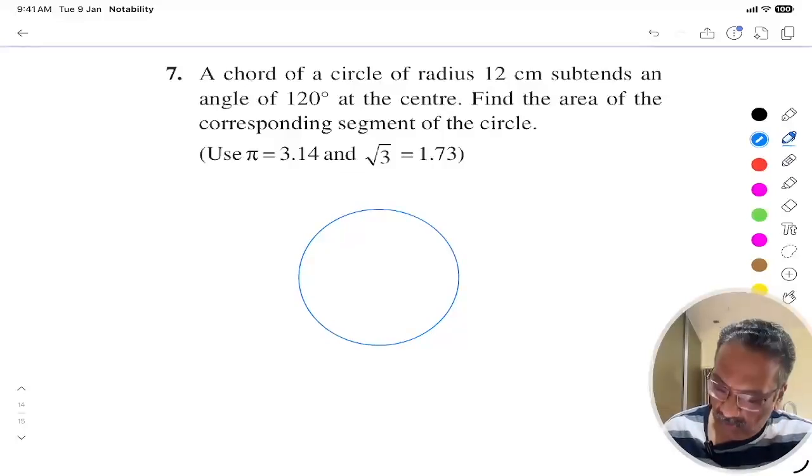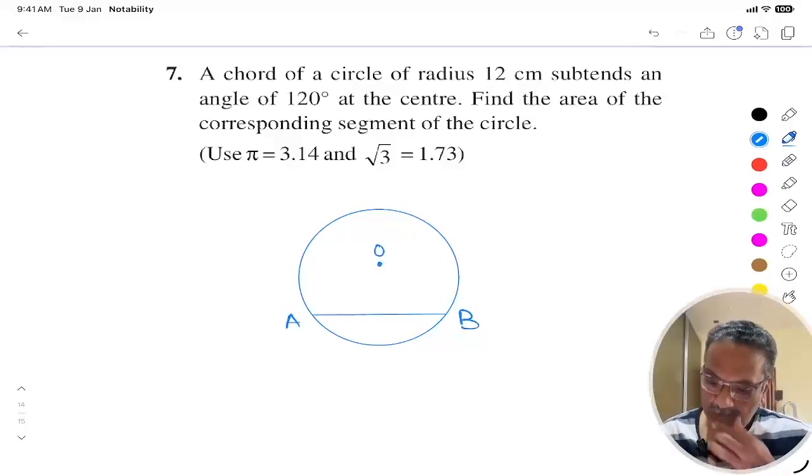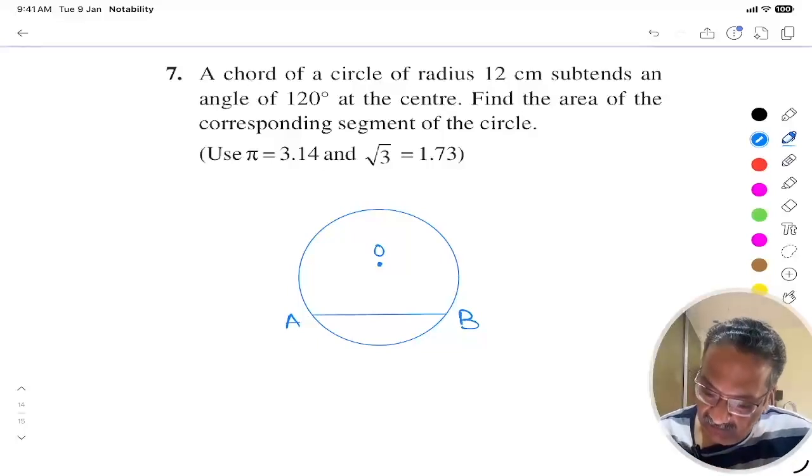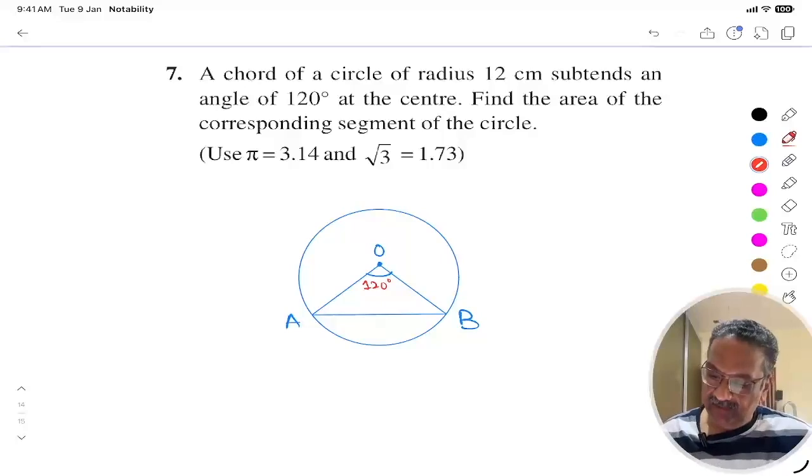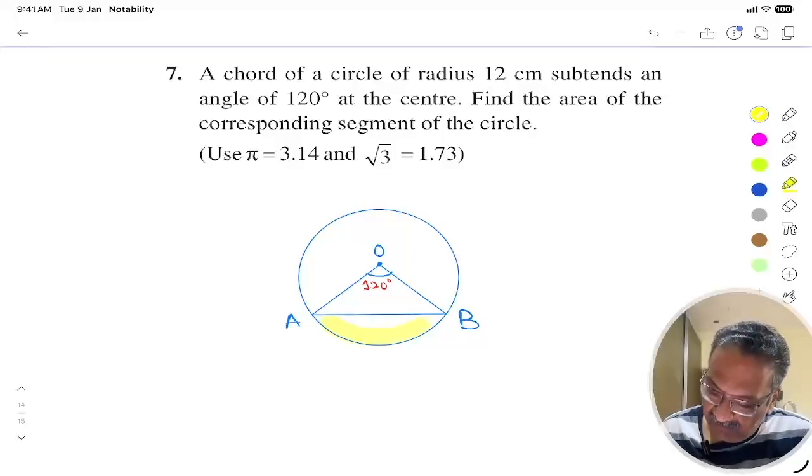What are they saying? There is a chord. So we have a chord also. Now this chord, I will call this as AB. This is the center. I will call this as O. Now this subtends an angle of 120 degrees. So with the center, this chord is making an angle of 120 degrees. Now what they are asking, we have to find the area of the corresponding segment. Means the segment that this chord has made, this segment area we have to find.